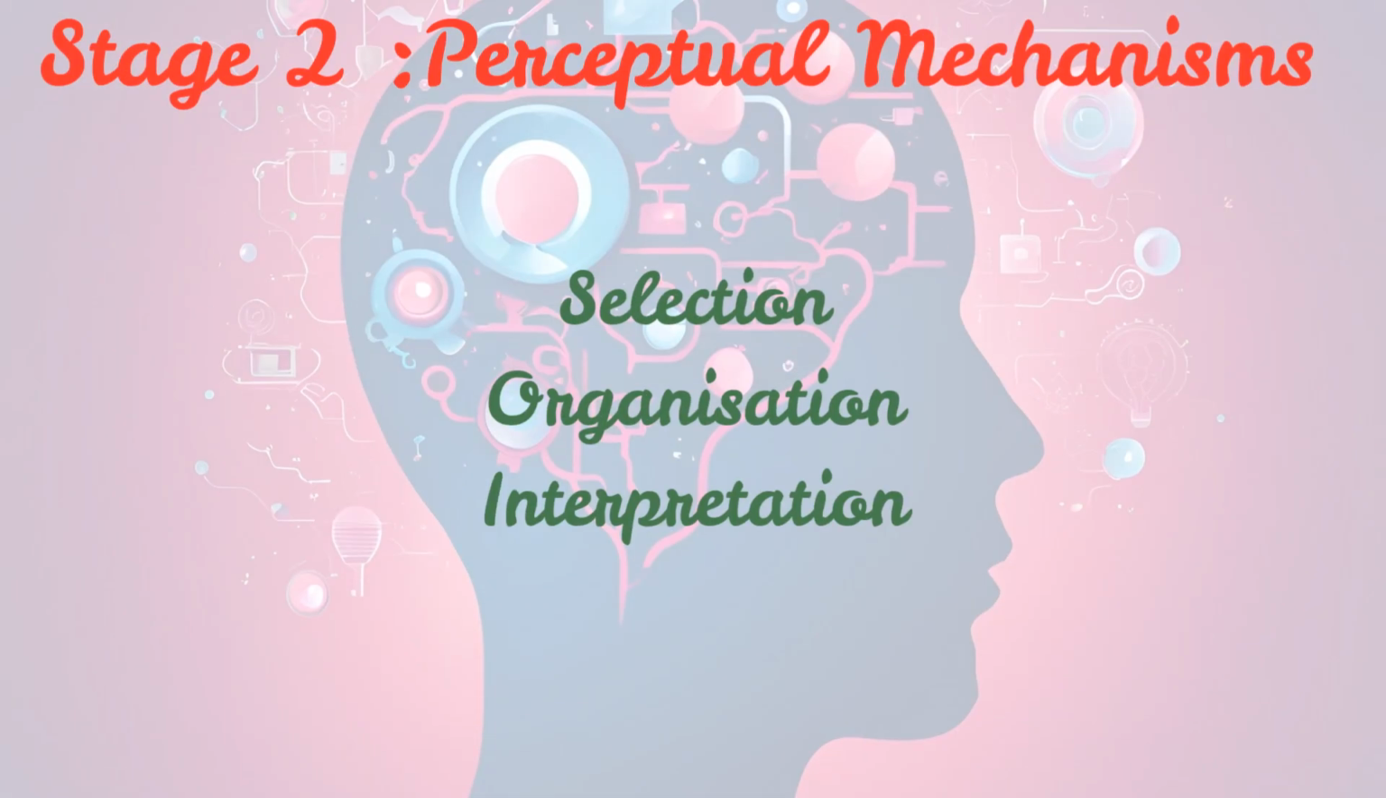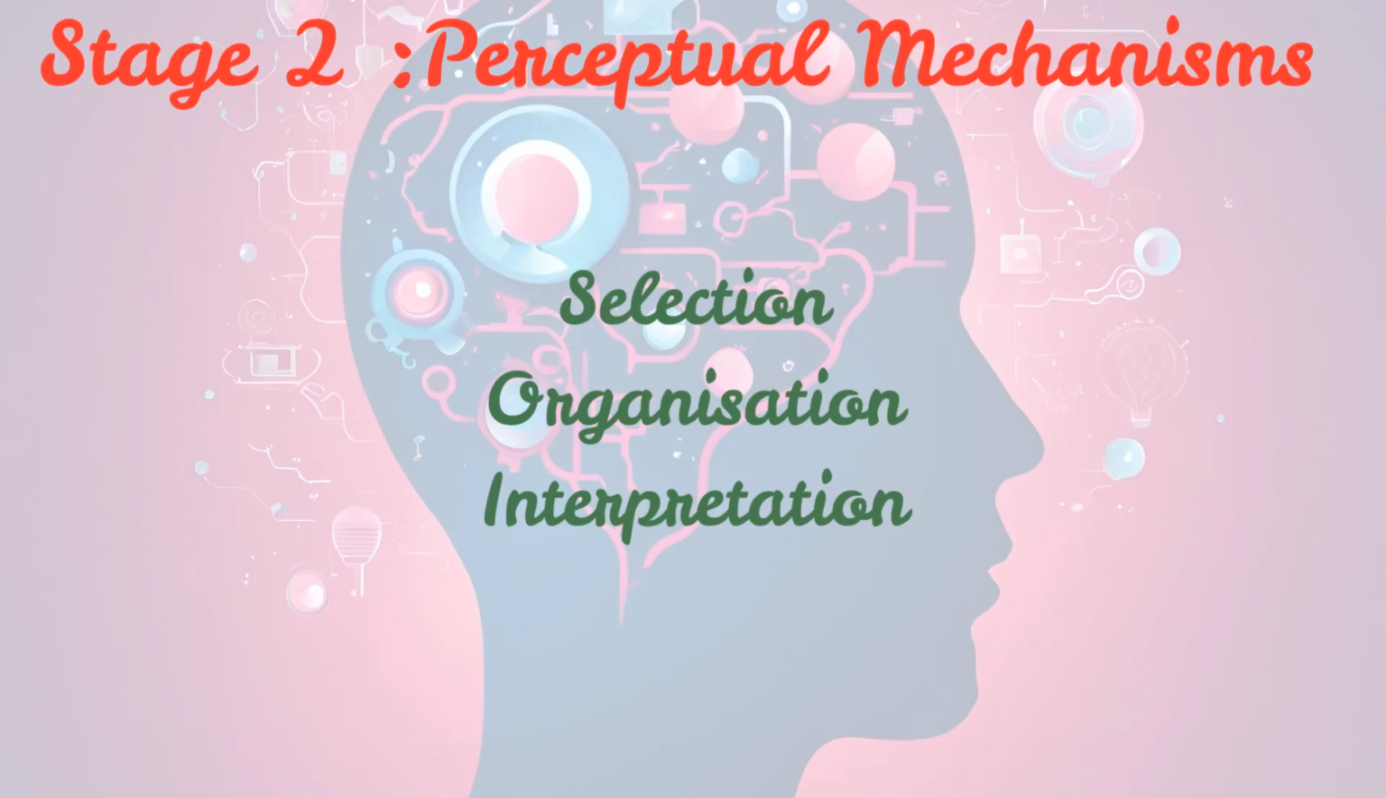And then comes stage 2, perceptual mechanism. This is the most crucial stage where your brain makes sense of the information through three steps. The first step is selection, that is, filtering what is important and ignoring the rest. Next comes organization, which involves grouping similar information together. And the last step is interpretation, assigning meaning based on past experiences and expectations.